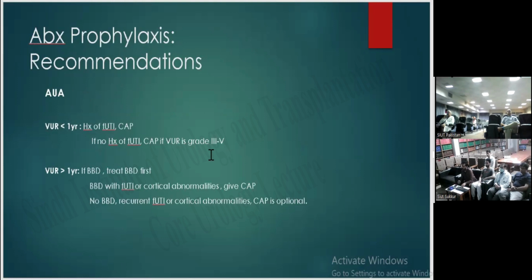VUR in a child more than 1 year of age: if bladder bowel dysfunction is present, treat the bladder bowel dysfunction first. Bladder bowel dysfunction with febrile UTI or cortical abnormalities, then give continuous antibiotic prophylaxis. If no bladder bowel dysfunction and recurrent febrile UTI or cortical abnormalities, continuous antibiotic prophylaxis is optional.